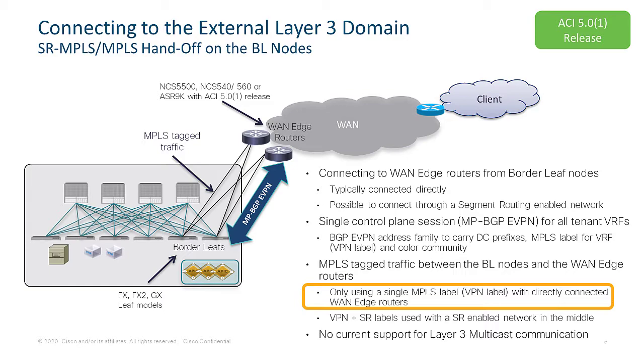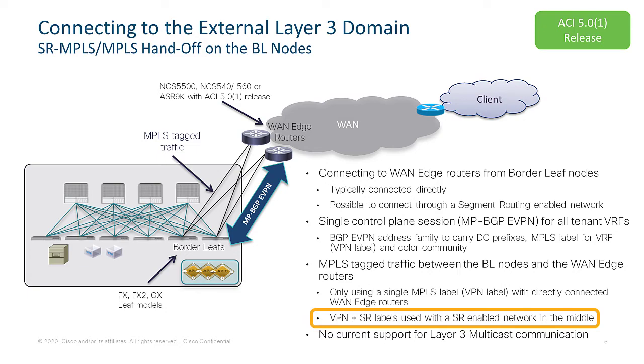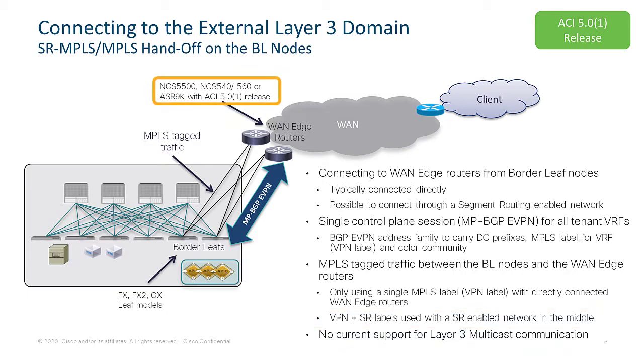If the WAN edge routers are directly connected to the border leaf, a single MPLS tag will be present in the packet, identifying the VRF the traffic belongs to. If there is an SR network in between the border leaf and the WAN edge routers, two labels will be used, one for identifying the VRF and the other one used to forward the traffic across the SR-MPLS network. Now, when you deploy this model, only specific WAN edge hardware routers are supported. You see the list here. And from a border leaf perspective, the support is restricted to FX, FX2, and GX leaf models.